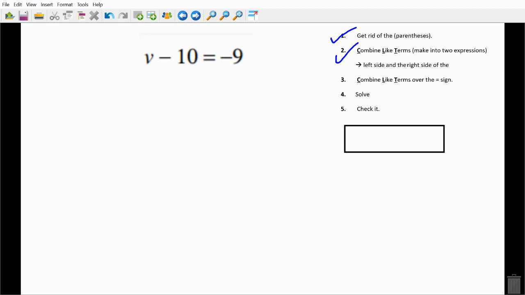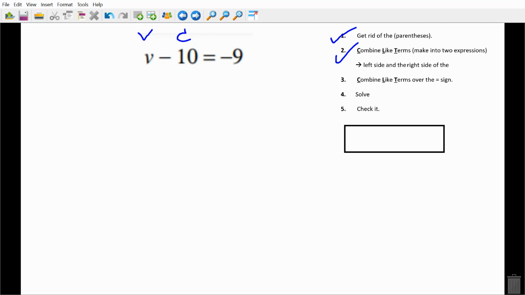All right? Now, step 3 is where we're going to start. Combine like terms over the equal sign. We talked about the word variable. So v is our variable. So I'm just going to mark that with a v. It just so happens that our variable is v. So there's the v there, the variable. And now we have negative 10. Negative 10 is a constant.